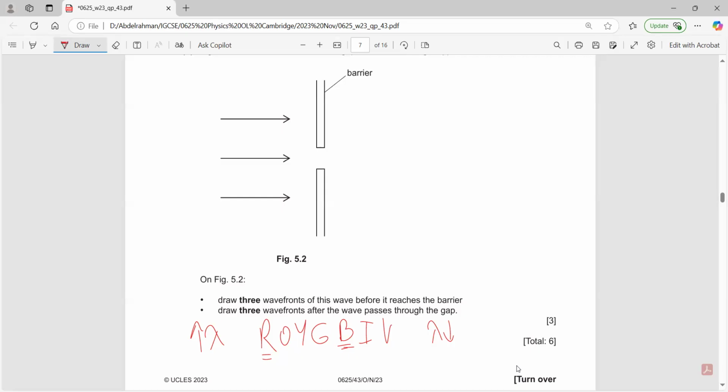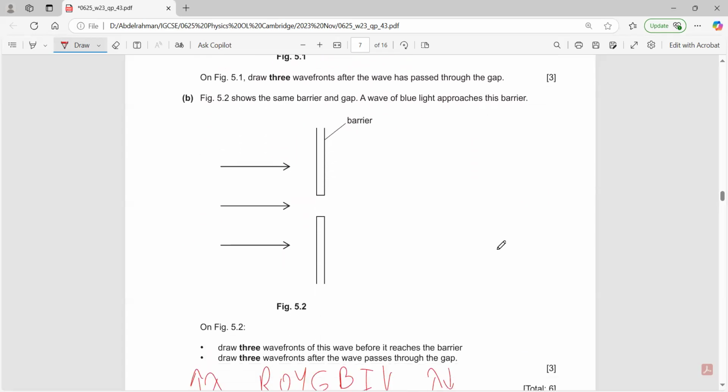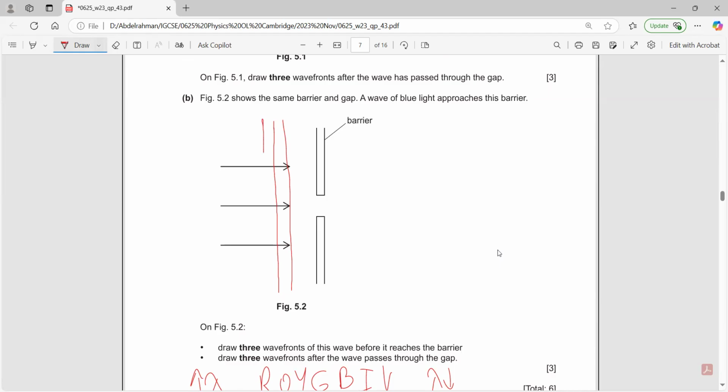Can I draw wavefronts which have a shorter wavelength? Yes, I can. You can just measure the initial wavelength of the red. Let's say that this is maybe 1 centimeter. I'd draw three wavefronts with a much smaller distance between them. You need to show that the distance is smaller. Definitely you're drawing straight lines with equal distances between them. They have to be parallel.